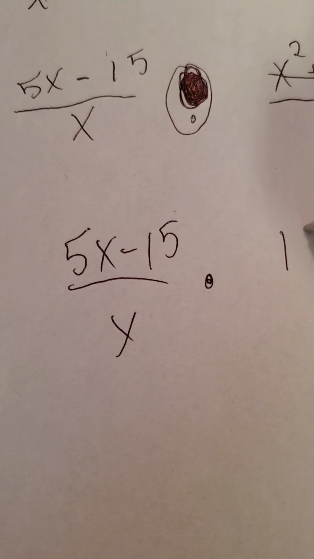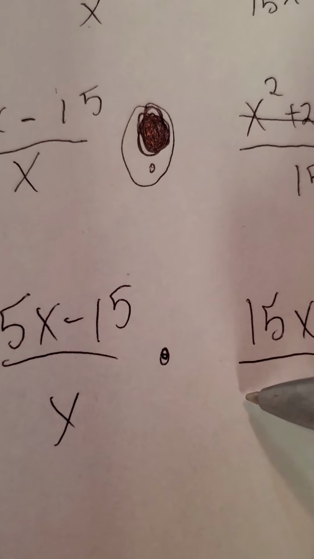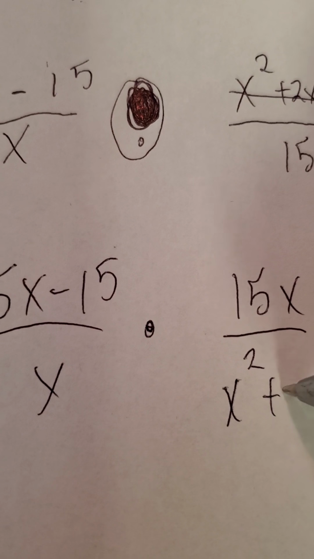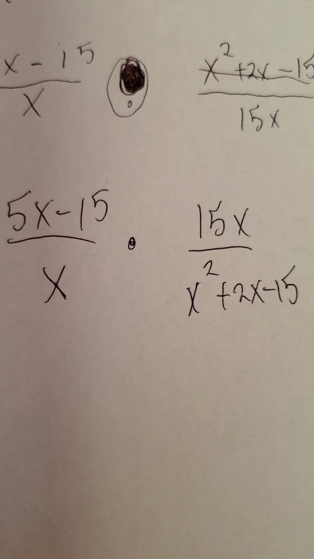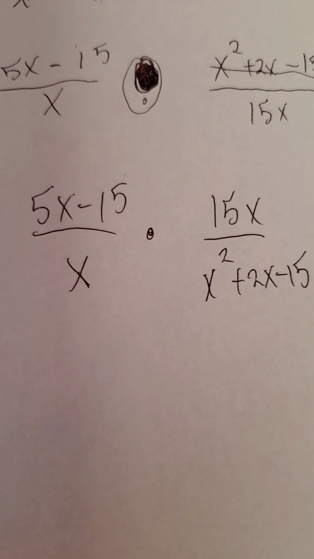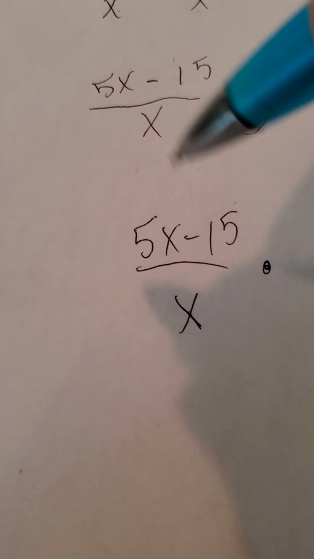So on the bottom, I had 15x, so I'm going to put it on top. And then on the top, I had x squared, blah, blah, blah. I'll put that on the bottom. Now, let's change that to a little x. Now, what we have to do here is we have to factor, okay? If you have problems factoring, please just leave a comment or email me or something.